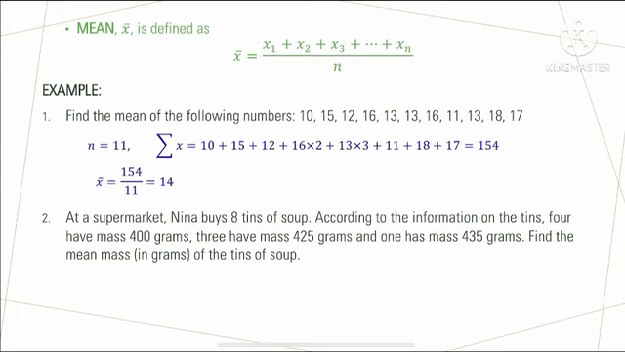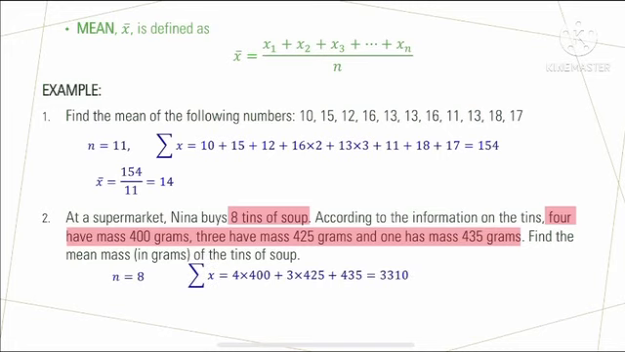For example 2, Nina buys 8 tins of soup. This means that n is equal to 8. 4 have mass 400 grams, 3 have mass 425 grams, and 1 has mass 435 grams. This means that the sum of all mass is 3,310. So the mean is 3,310 divided by 8, which equals 413.75 grams.